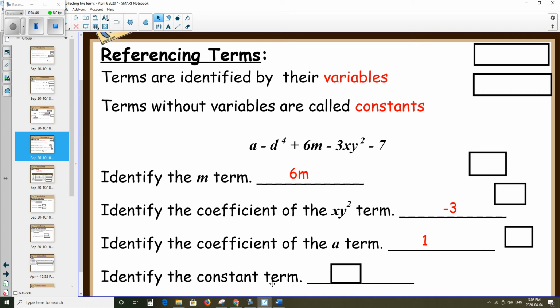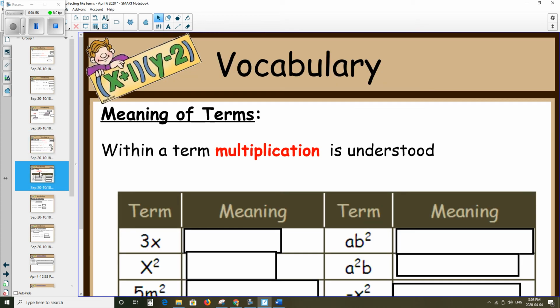Identify the constant term. That's a term that doesn't have any letters with it. And the only one of those is the one at the end, which would be negative 7. Okay, so the whole term is negative 7.